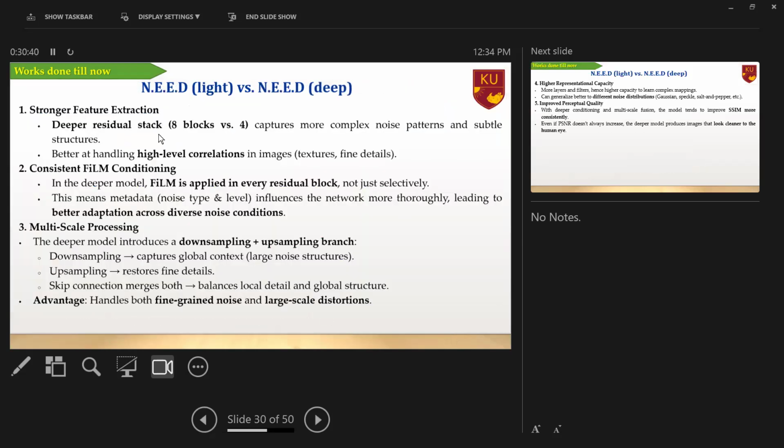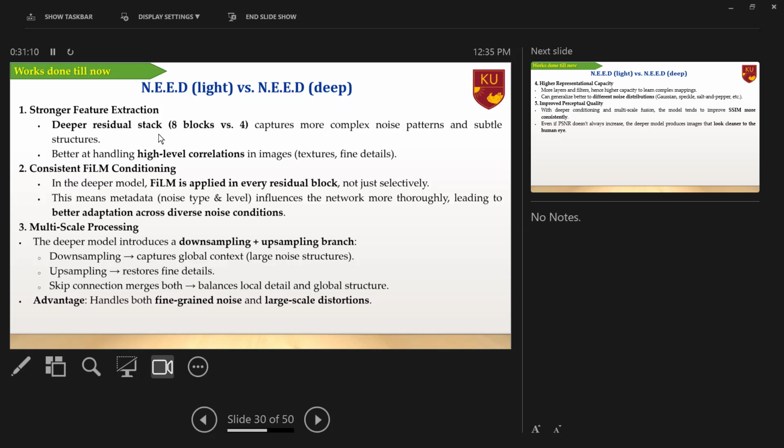So here is the comparison between these two models. The deep model has stronger feature extraction. As I've already explained, here we have increased the residual blocks to 8 blocks instead of 4 blocks in the light model. This captures more complex noise and subtle structures, and is better at handling high-level correlation in images. The texture and fine details remain the same.